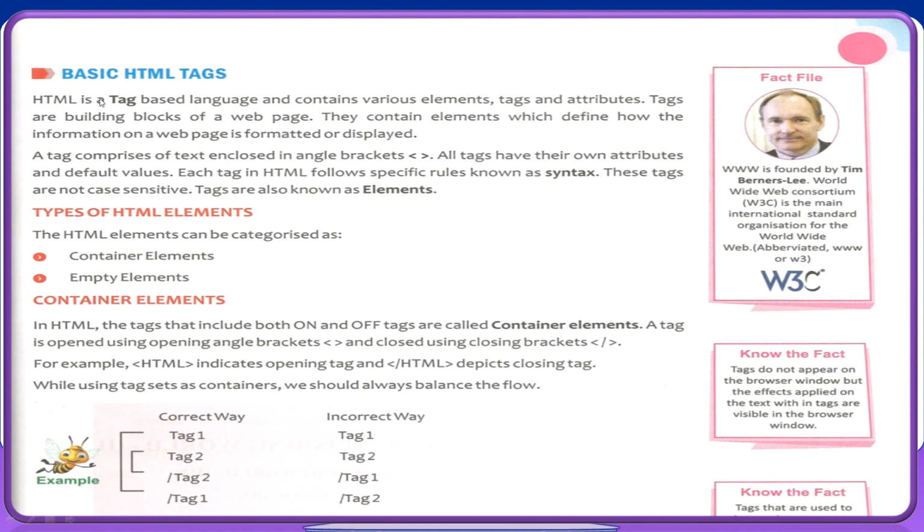Students, this is a very important point. HTML is a tag based language. What is the meaning of this? It means that when we study HTML, actually we are talking about different tags. We are going to study about different tags, and this language contains various elements, tags and attributes. Basically elements and tags are the same thing. So basically the HTML language contains tags and attributes.